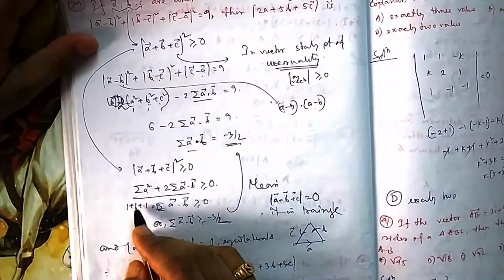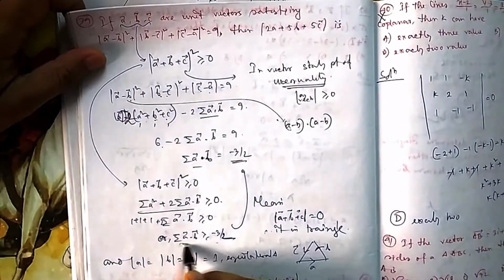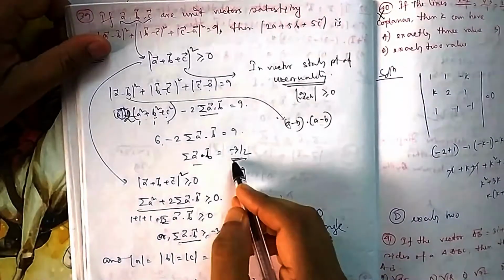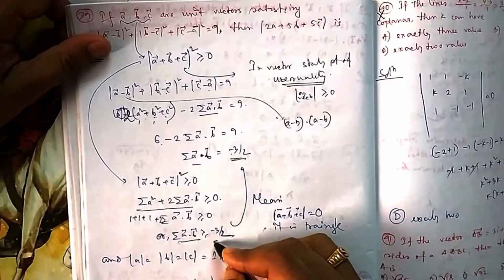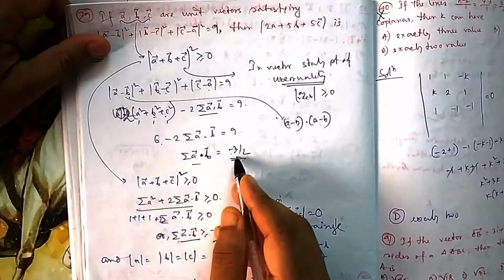Because these are all unit vectors, so 1, 1, 1, that's why I put 6 here. So it is minus 3 by 2. We know that this should be greater than or equal to minus 3 by 2. But here it is given exactly minus 3 by 2. That means it is possible only when it is exactly equal to 0.